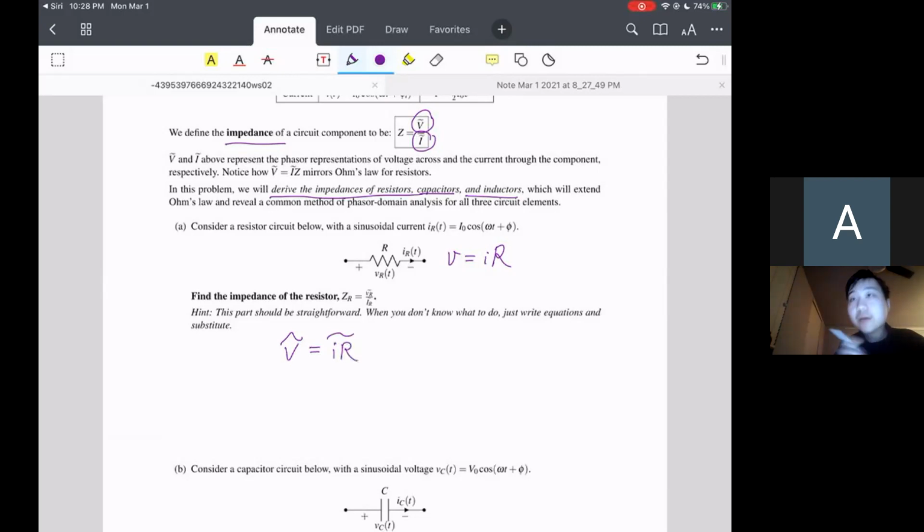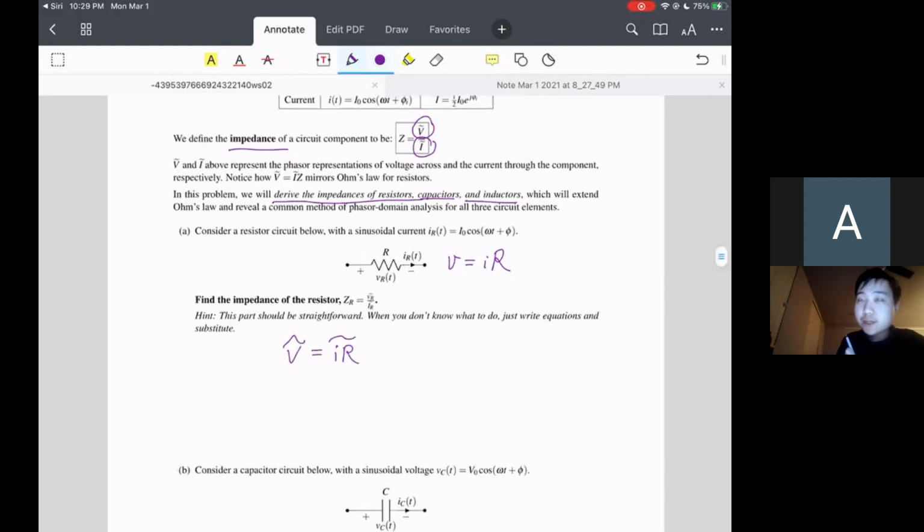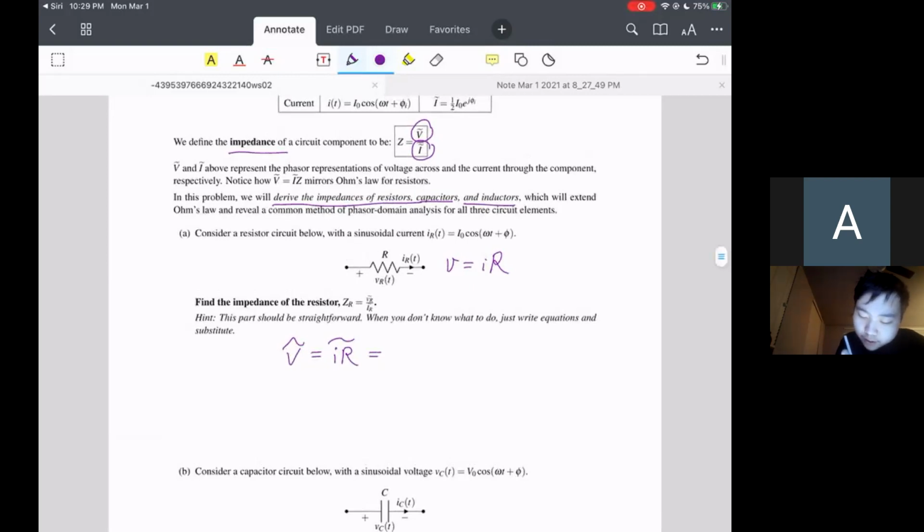R is a constant that we know. So since phasors are linear, as we explained, the phasor representation of IR is just R times the phasor representation of I, which is just the phasor current. And so the impedance of the resistor is just, by definition, V tilde over I tilde, which is, again, R. So we still have Ohm's law in a sense.